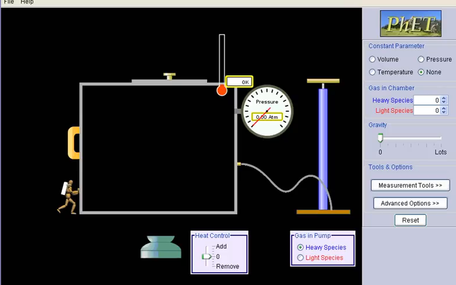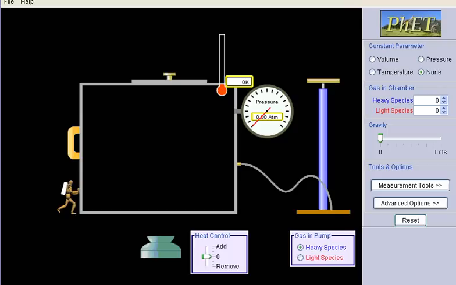Another experiment is going to be keeping volume and number of moles constant, and we're going to change the temperature and see how that affects the pressure. We're then going to keep the pressure constant and the number of moles constant, and then change the temperature to see how that affects the volume. And then lastly, we're going to keep the temperature and volume constant. We're going to change the number of gas particles, change the number of moles, and see how that affects pressure.